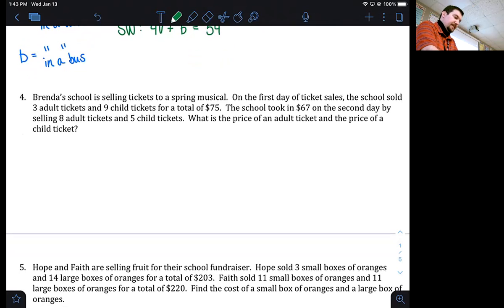The school took in $67 on the second day by selling 8 adult tickets and 5 child tickets. What's the price of an adult ticket and the price of a child ticket? Okay, you two, Caitlin and Harrison, you guys will give it.